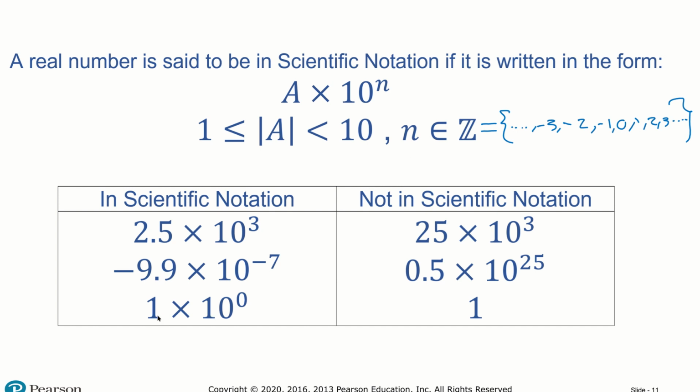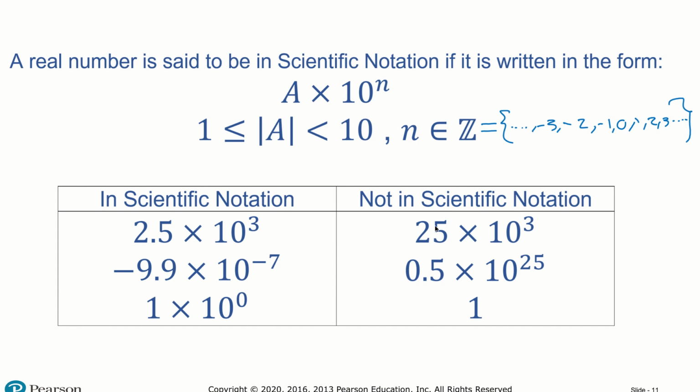Here's another example of a number that's in scientific notation, a simple 1 times 10 to the 0. Now, notice that on this other side, I have the same number as far as value is concerned, because 10 to the 0 is 1, 1 times 1 is 1. But we consider this to be the scientific notation version of this number in standard notation. So you have to distinguish between the two types of notation.